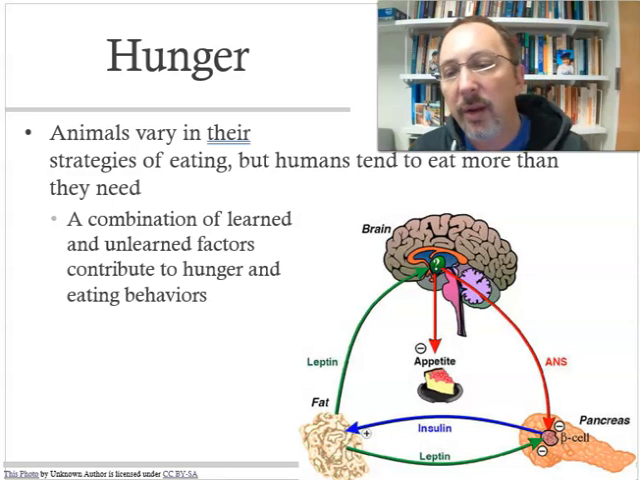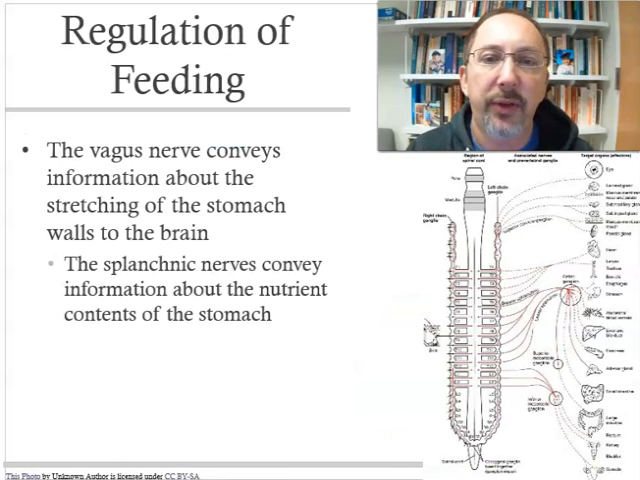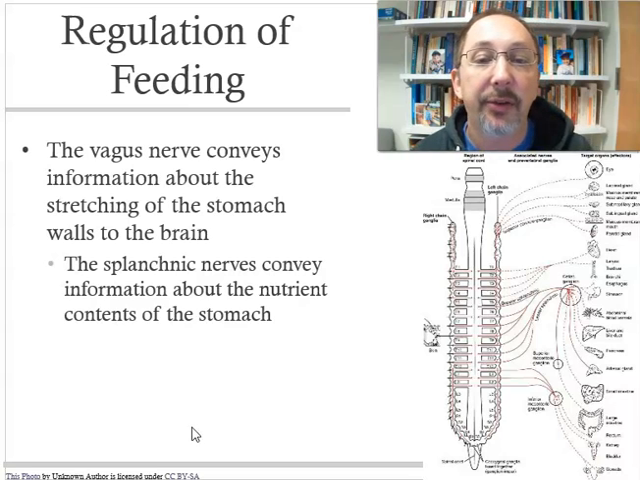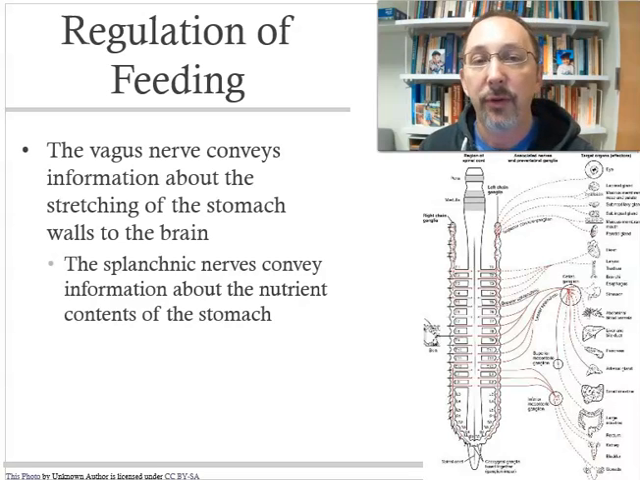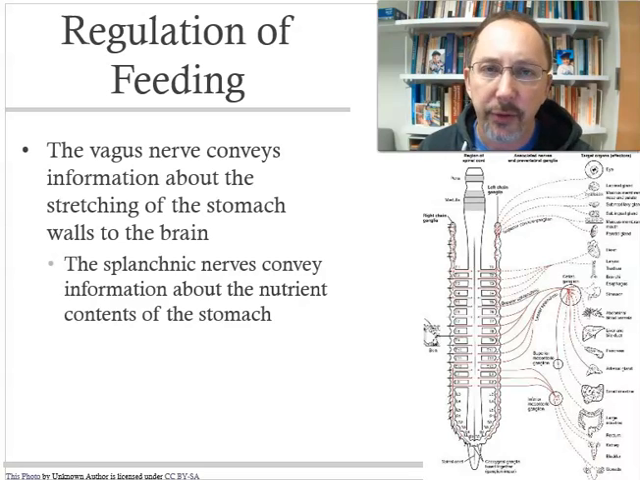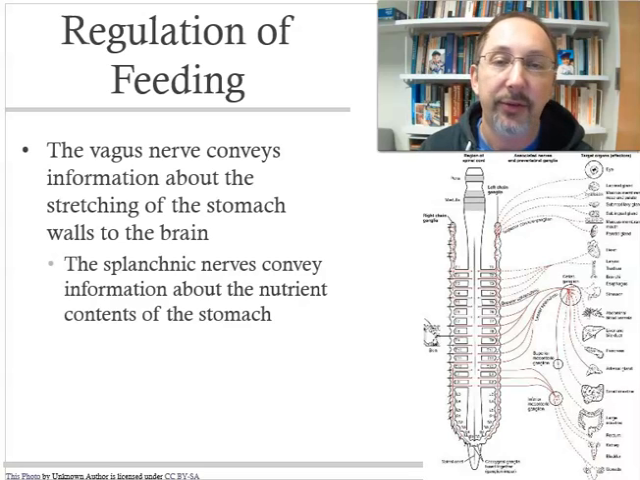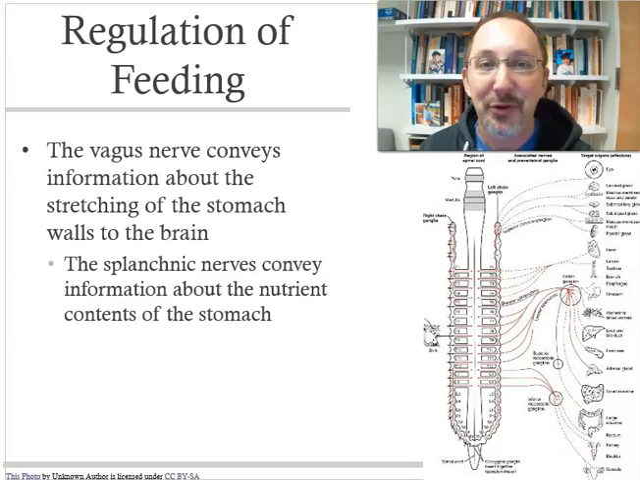Now, we've got a number of factors involved, and one of these things is the vagus nerve tells us about the stretching of the stomach. However, the splanchnic nerves tell us about the nutrient content of the stomach. So think about what this means. You ever eat a lot of food and then you're hungry like half an hour later or an hour later? Well, what kind of food was it, right? Perhaps you ate something that was kind of like what they call empty calories, something that digests very quickly and fills your stomach, and then there's not enough nutrients in it. So your body knows, hey, eat something else, give me something with nutrients in it.